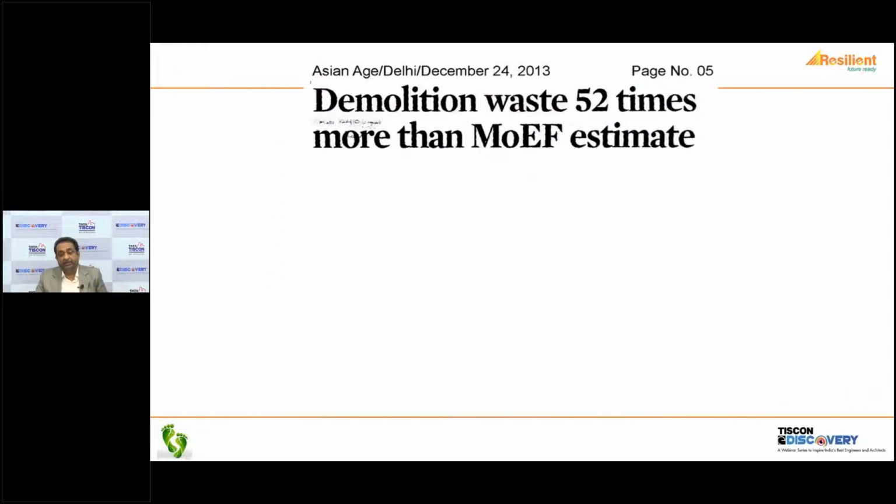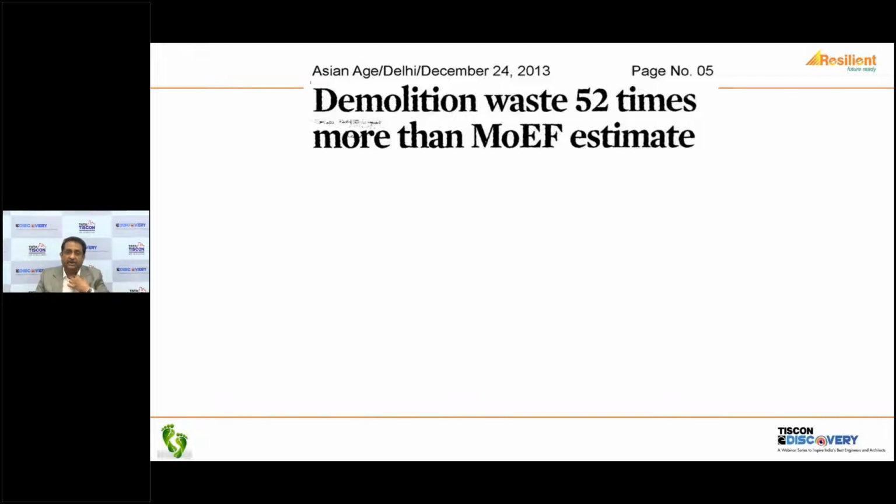Here's a clipping which came from Asian Age in 2013, which says that the demolition waste is 52 times more than the Ministry of Environment and Forest estimate. Here in this particular article, they talk about 630 being the figure in 2013. Now, whether it is 530 or 630, it says that we are vastly underestimating the actual C&D generation in the country.